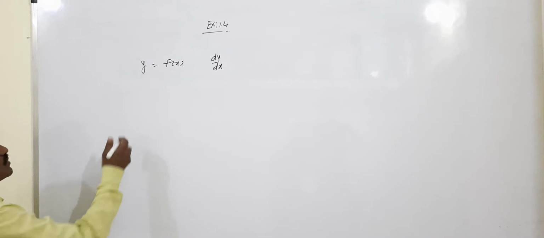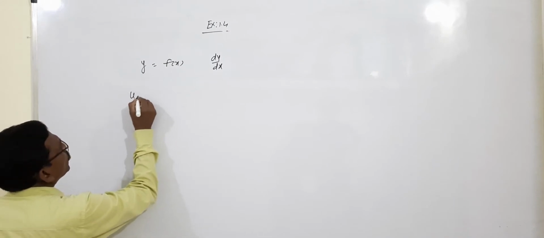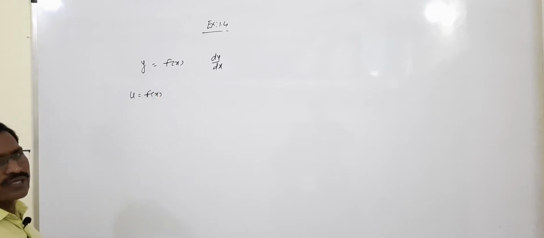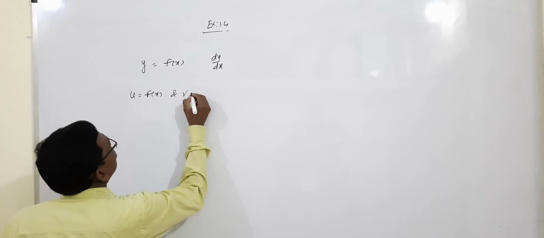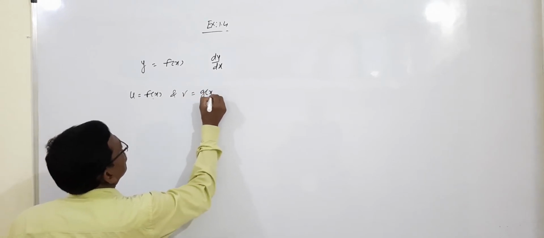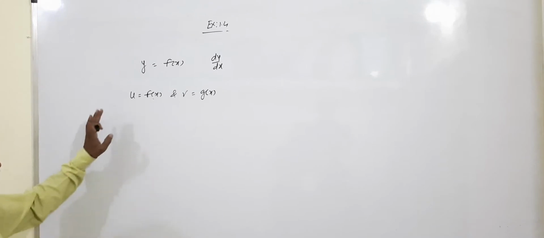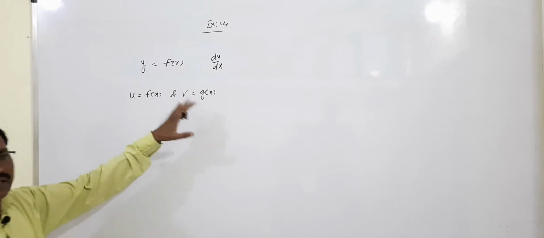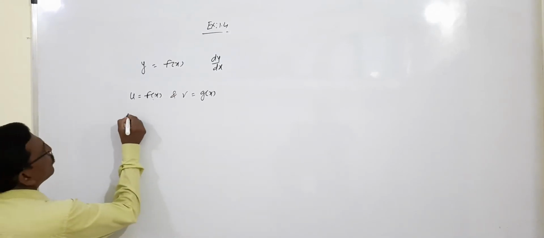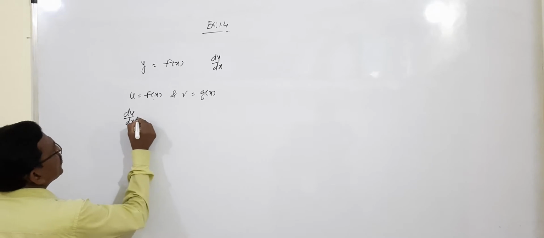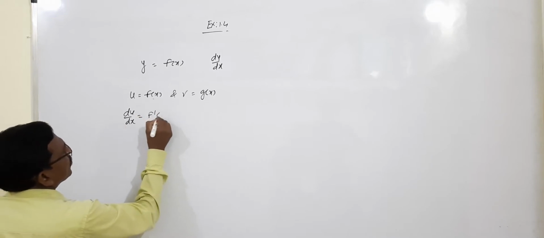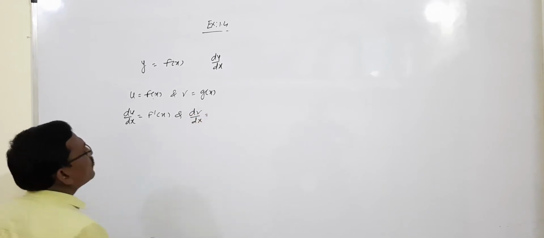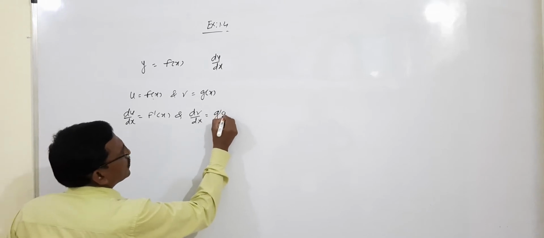Similarly, we consider u as a function of x, and v is also a function of x. If u and v are differentiable functions of x, then their derivatives with respect to x are: du by dx is equal to f dash x, and the derivative of v is dv by dx equal to g dash x.